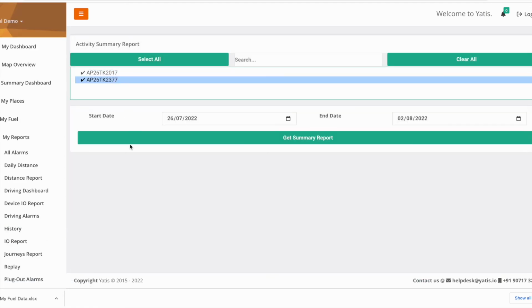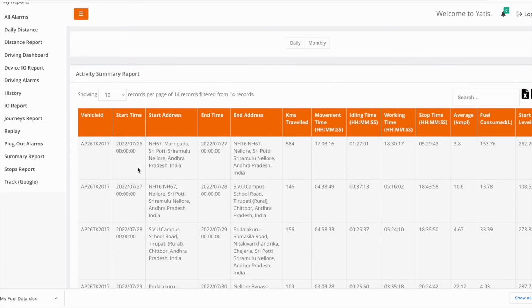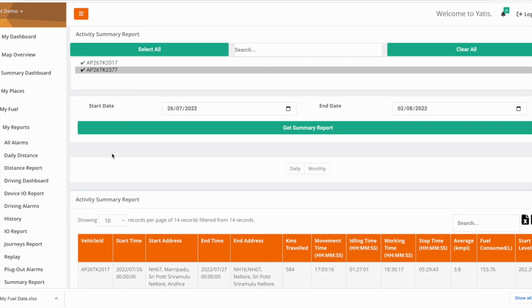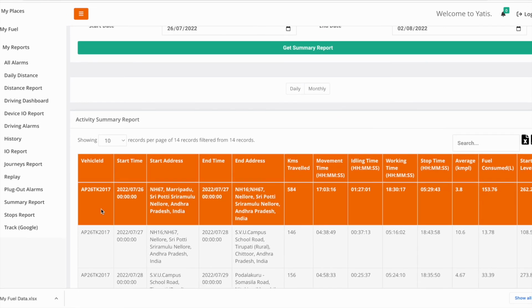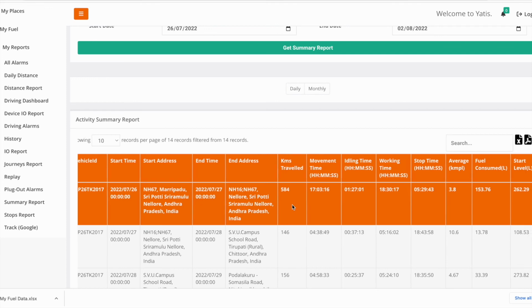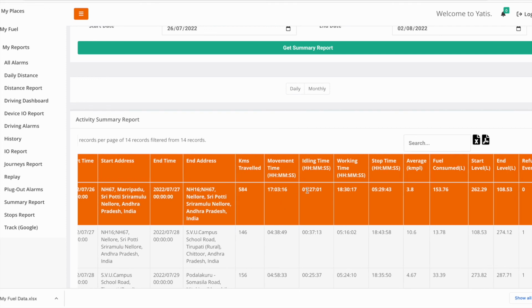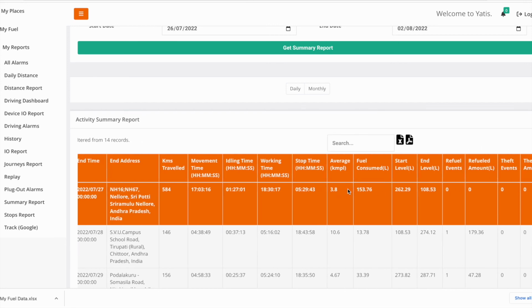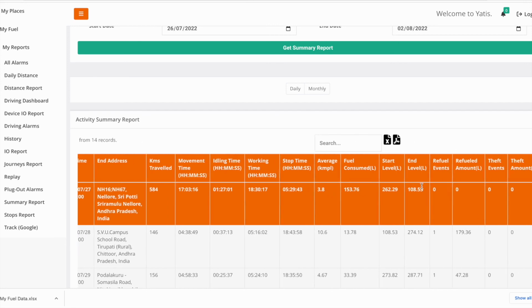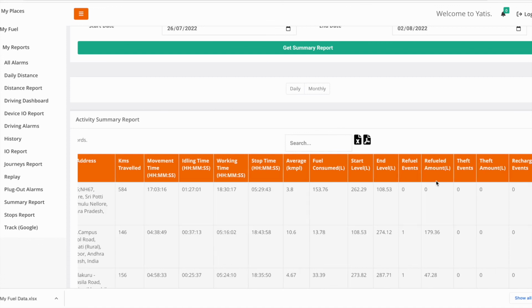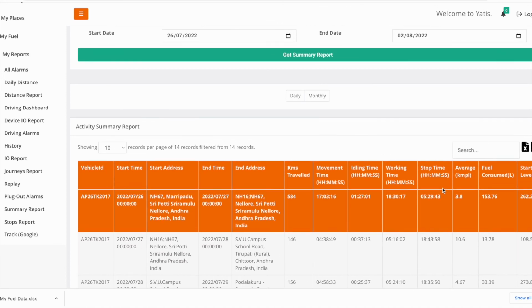The summary report is a more detailed report on the entire movement of the fleet. I can choose multiple vehicles and multiple days, and for each of those days, for each vehicle, I'll get the movement of the vehicle. I even get the movement time, the idling time, the working time, the stop time, the estimated mileage, fuel consumed, levels, and any fuel events in this report.